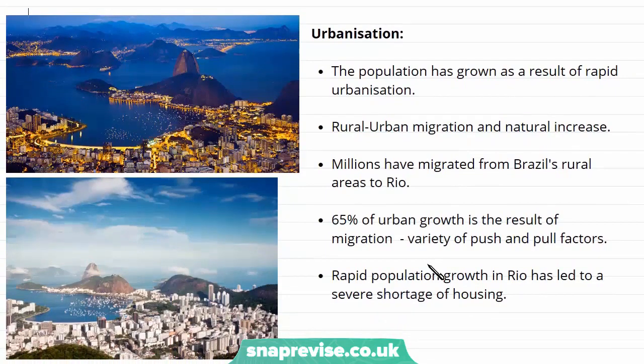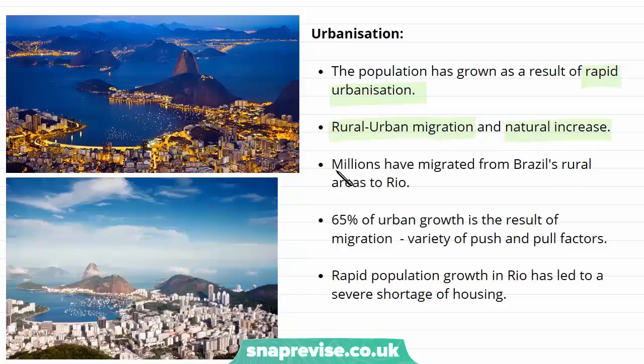So Rio's population has grown over the last few decades very rapidly as a result of rapid urbanisation. So we'll know that urbanisation is an increase in the proportion of people living in urban areas in comparison to rural areas. So in Brazil, on the whole, there has been a lot of rural-urban migration, but also natural increases in the population in cities as well, because they have naturally young populations that are very fertile. So essentially, the populations are growing because there are more people being born than are dying.